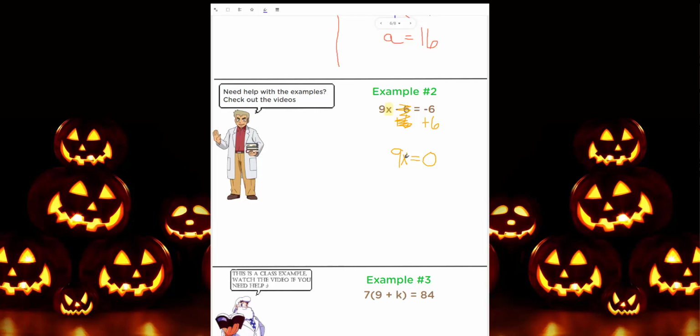So the 9 and the x are right next to each other with no sign in between, which means they are being multiplied. So the 9 and the x here are being multiplied. That means we need to do the opposite of multiplication to cancel out the 9. And what's the opposite of multiplication? Division. So we're going to divide both sides by 9.